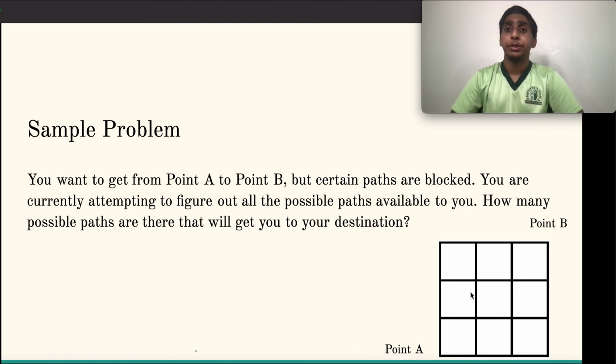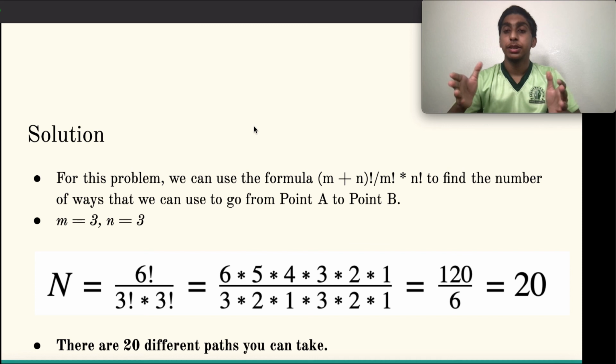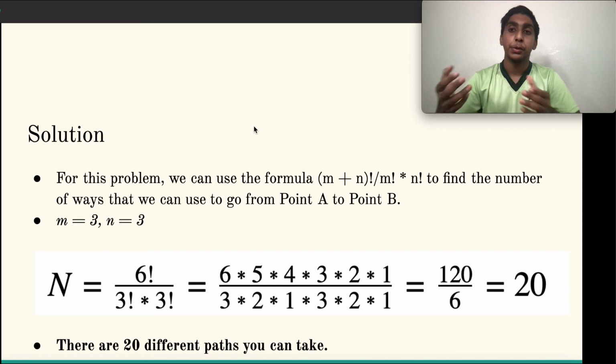Okay, hopefully you took a moment to do that. Let's go into the solution. For this problem, we need to use the formula (m plus n) factorial over m factorial times n factorial to find the number of ways we can go from point A to point B. So again, the number of ways we can go from one point to the other when they're diagonally opposite, we have to use this formula (m plus n) factorial over m factorial times n factorial. Now, our m is equal to 3, our n is equal to 3.